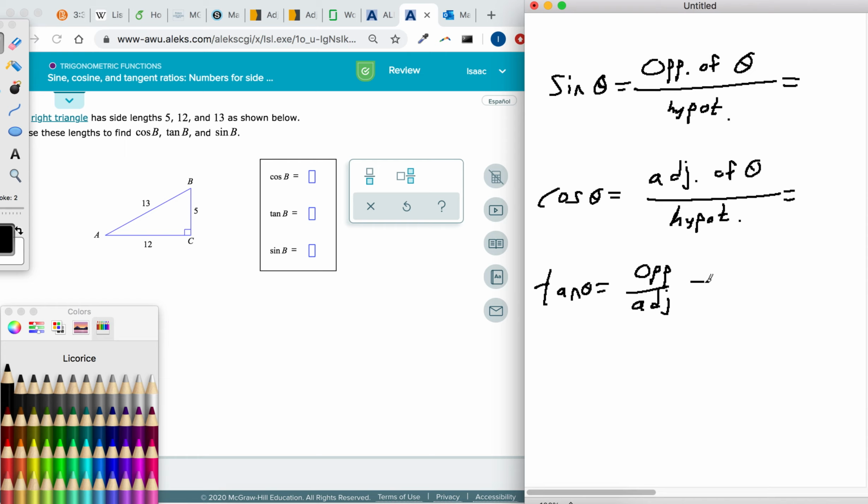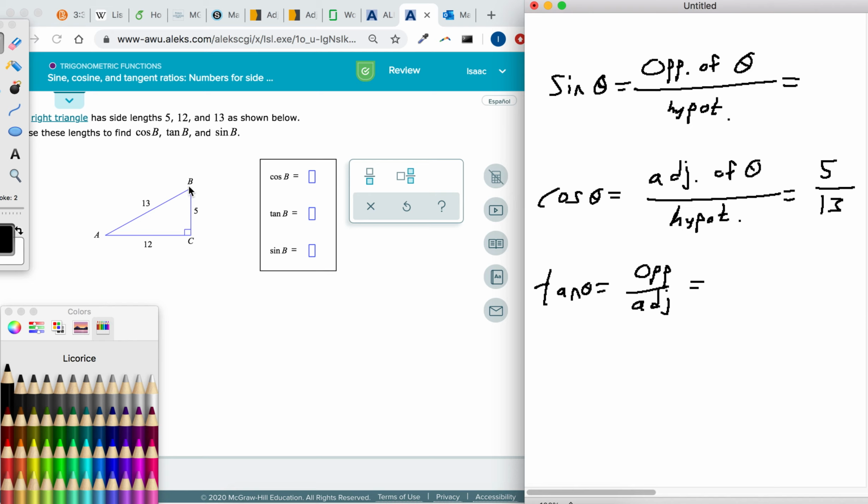Okay. So to do these three ratios, they ask for cosine first. The way you figure out the adjacent is through a process of elimination. So for cosine B, what's opposite of B is 12. So that means 12 is not the adjacent. And the hypotenuse of the triangle is always the thing across from the right angle. So 13 is the hypotenuse, meaning it's not the adjacent. So 12 is the opposite, 13 is the hypotenuse. That means 5 is the adjacent. And 13 is the hypotenuse because that's what's across from the right angle.